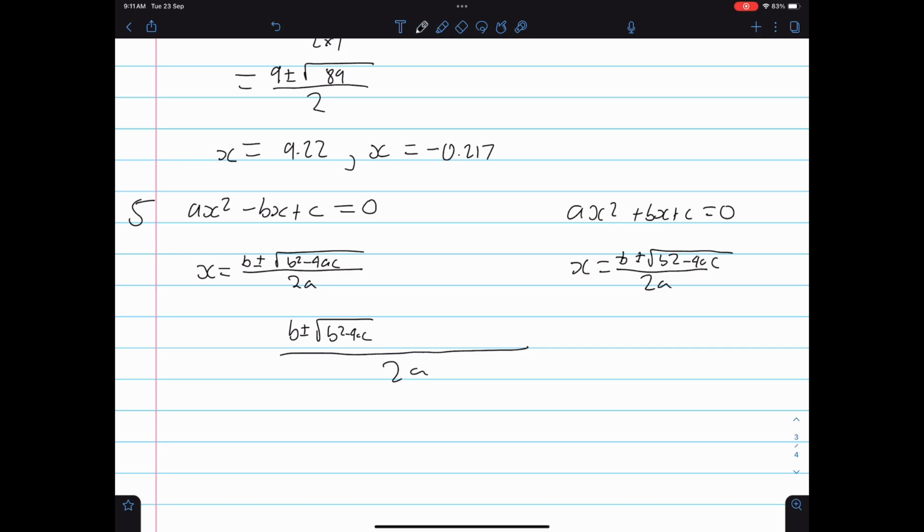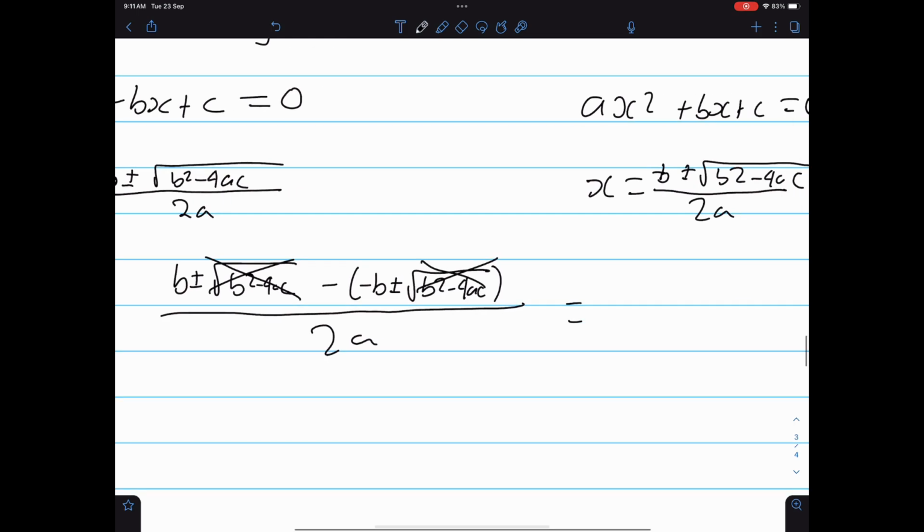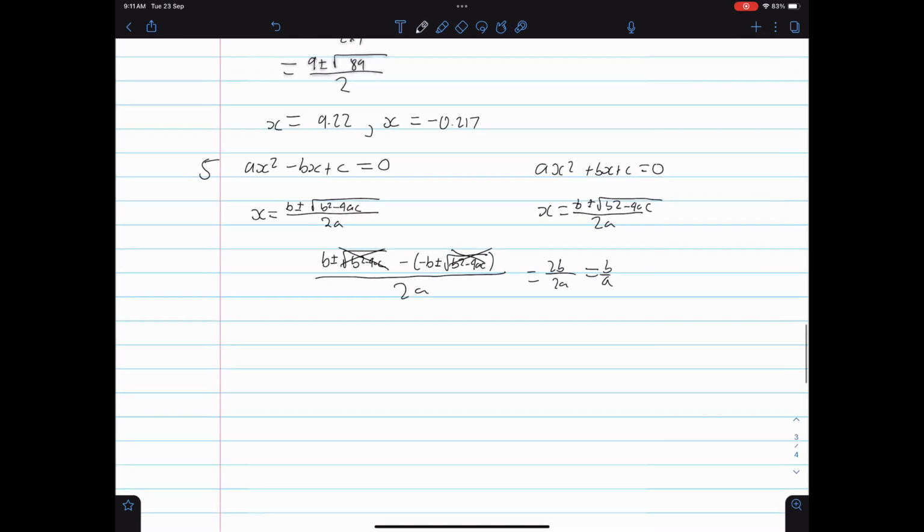you got the same denominator, so you can get rid of these, will eliminate, and then you're left with 2b over 2a, which is just b over a. So this means when you go from this to this, solutions increase by b over a.